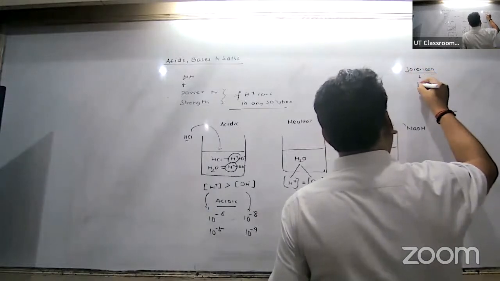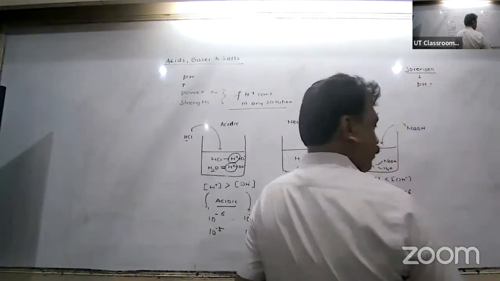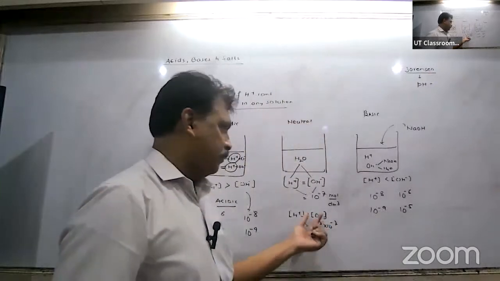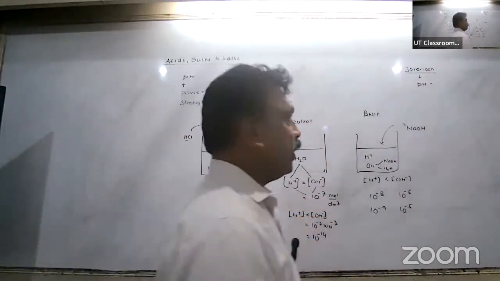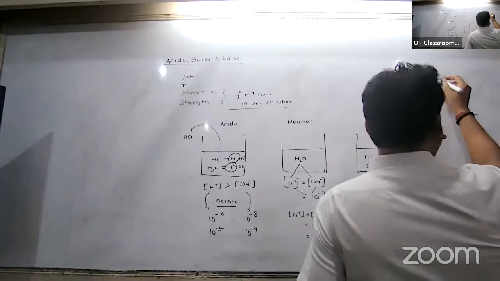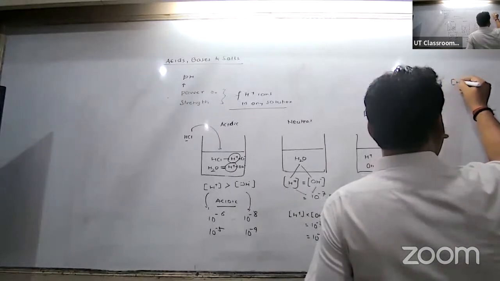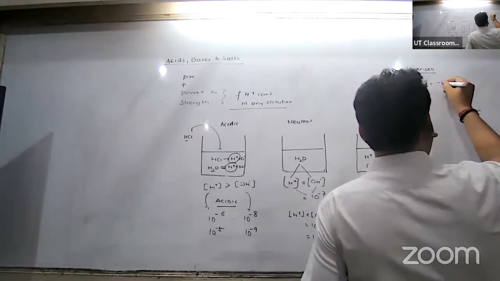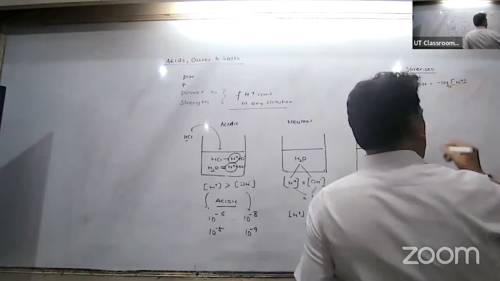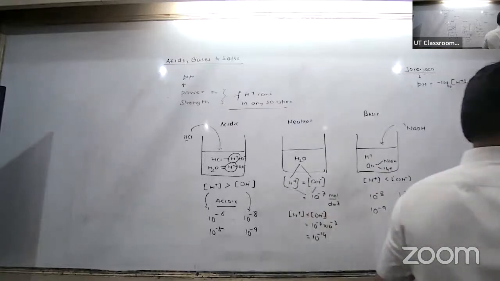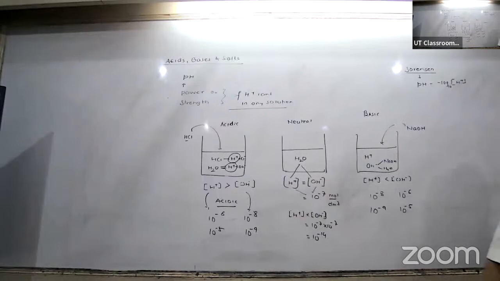Which is called the concept of pH. He said that if I want to make this number, 10 raised to minus 7, more convenient, then how can I make it convenient? pH is nothing but what? If you multiply the H plus ion with negative log, log is actually a mathematical function which makes the calculation easier.